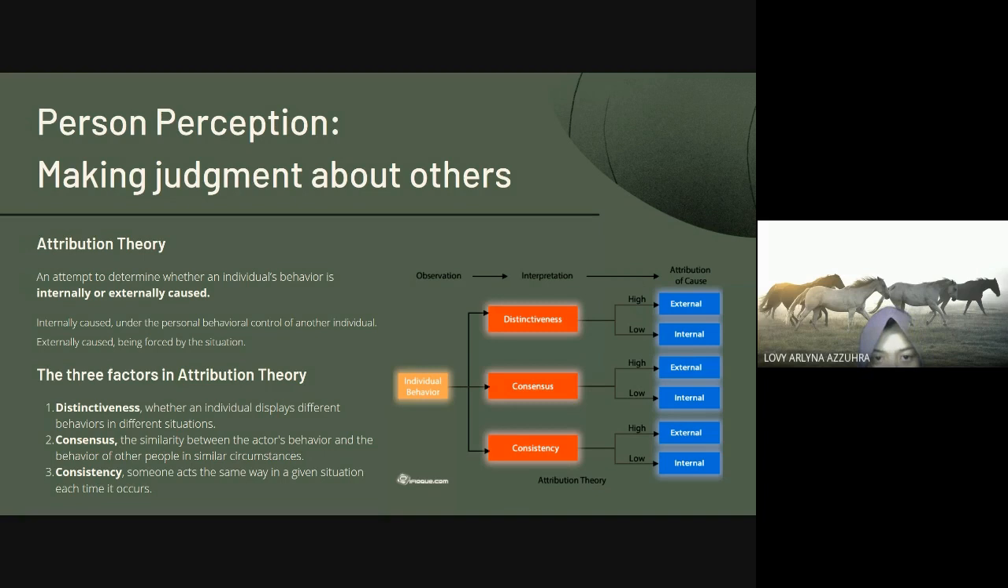So for the distinctiveness, it's usually the external cost is higher than the internal cost, and for the consensus, it's usually that the external cost is higher than the internal cost. But then for the consistency, it's usually the external cost is higher than the internal cost.